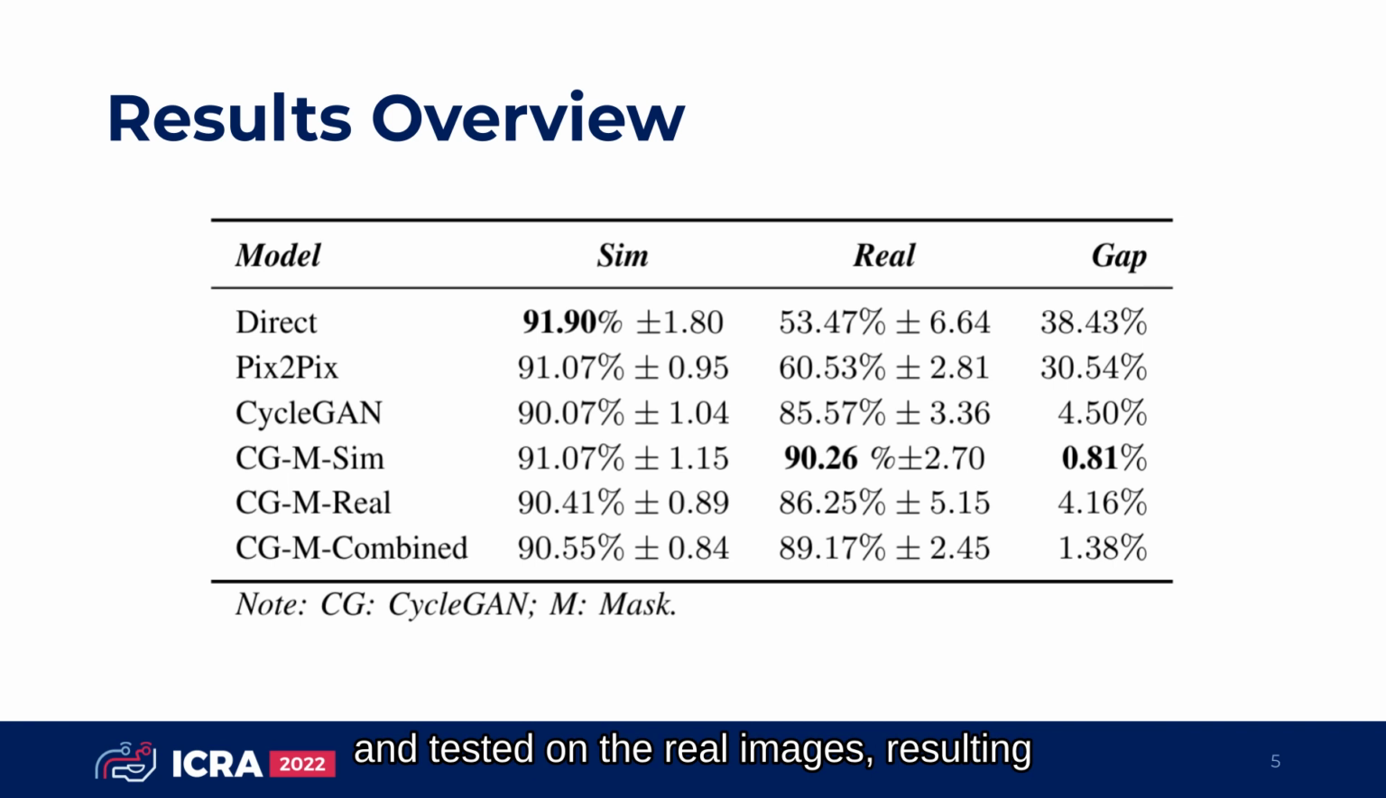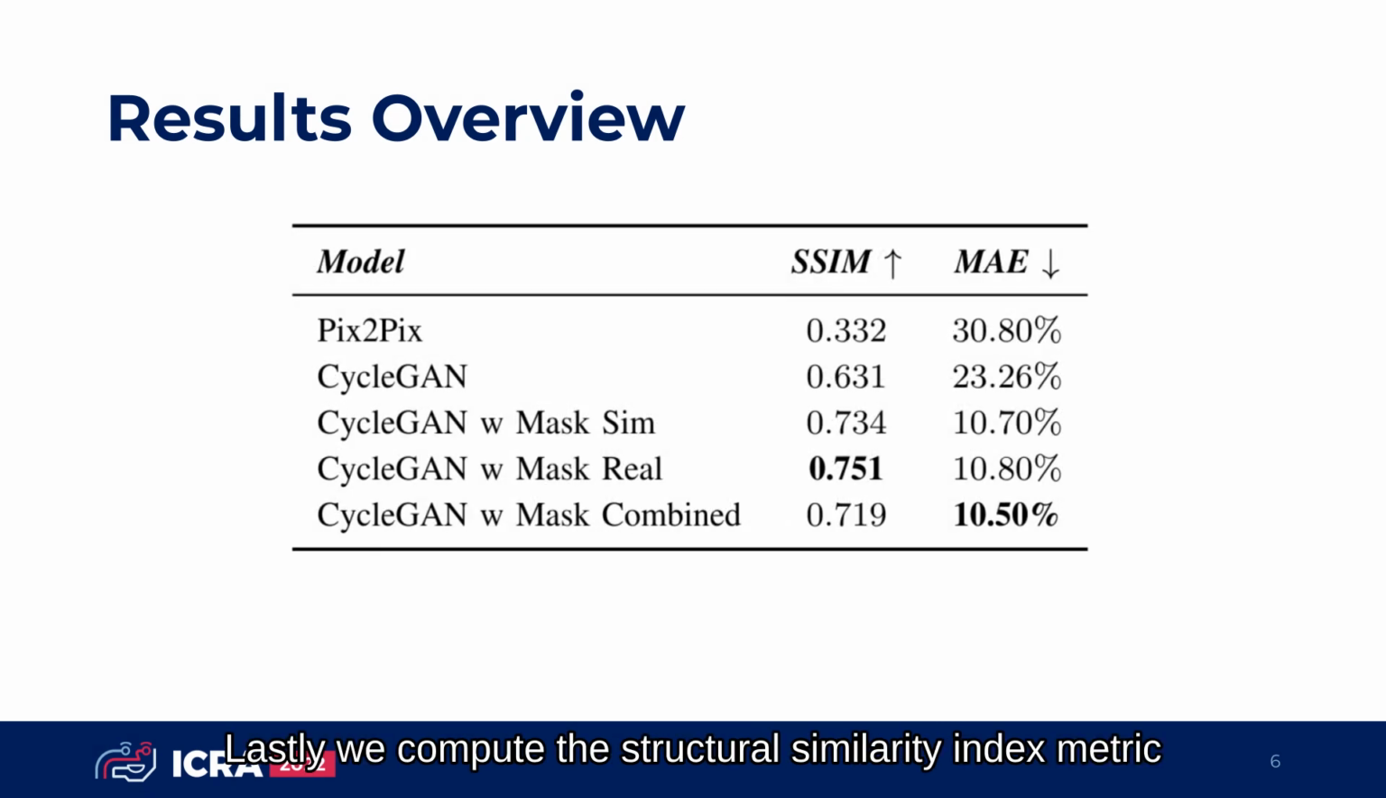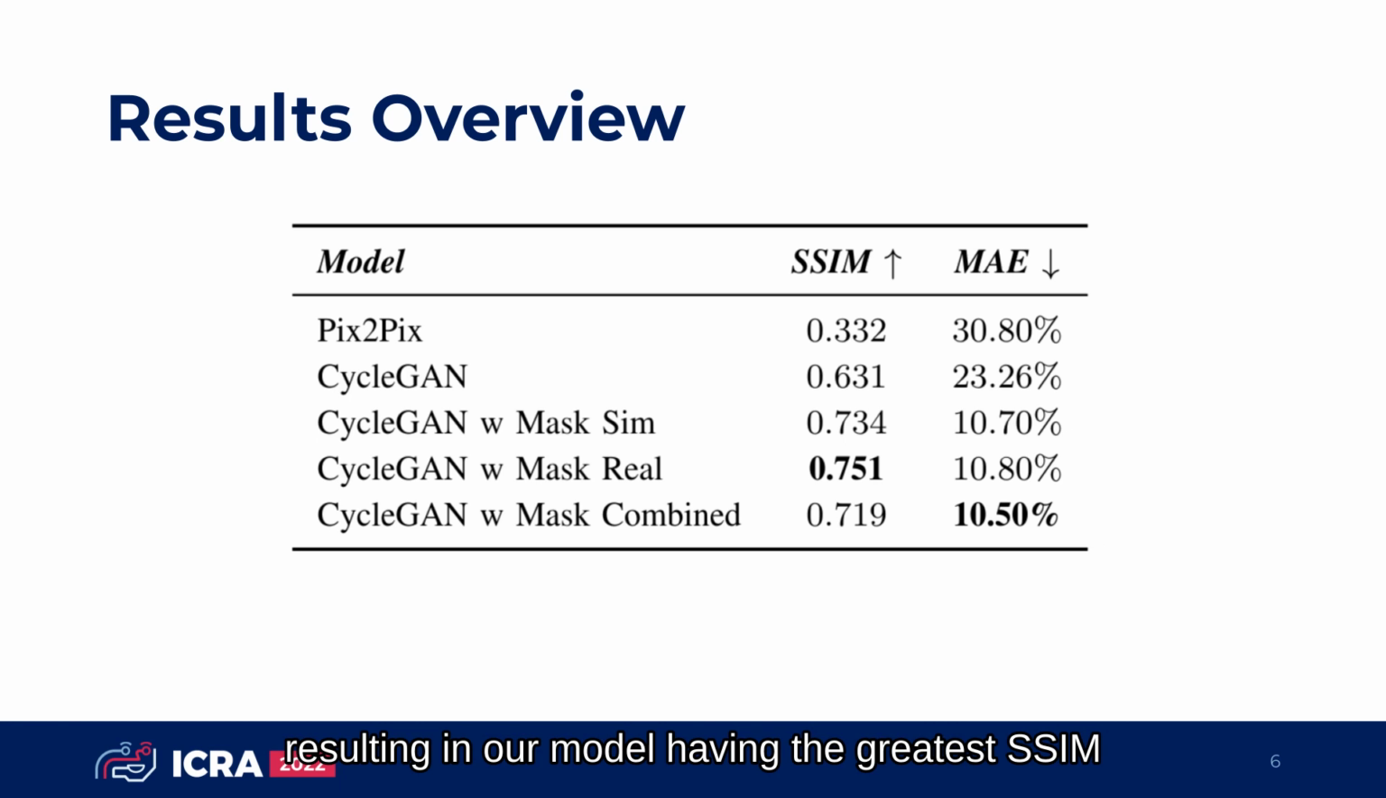real images, resulting in a gap of 0.81% for our model. And lastly, we computed the structural similarity index metric as well as the mean absolute error, resulting in our model having the greatest SSIM while having the lowest mean absolute error.